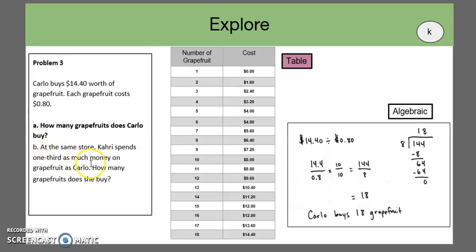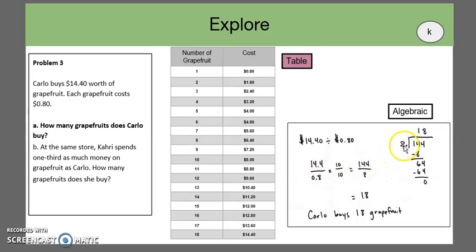Here is a way we can do this with the table. There are a lot of steps, but this will give students an opportunity to think about how many grapefruits equals the cost. We also have an algebraic breakdown of the problem. Here we are dividing the $14.40 by 80 cents. We multiplied everything by 10 so that we are not dealing with any decimals.